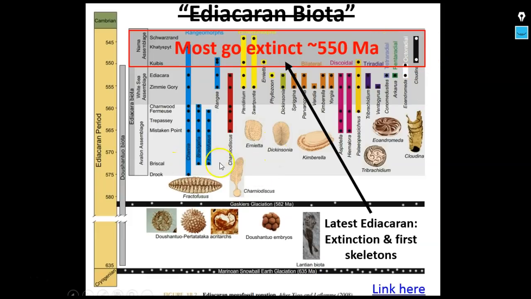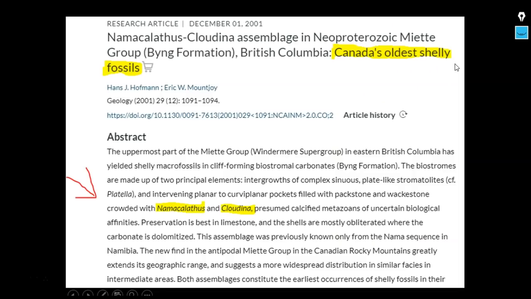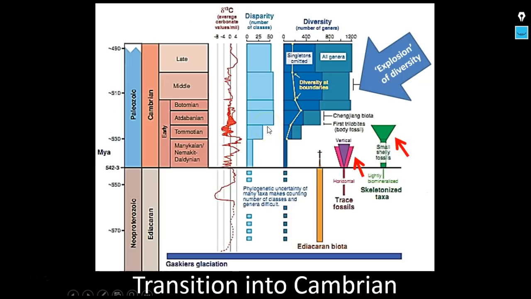Till this point, everything is lying happily next to each other. Nothing's doing anything to itself. At this point, predation starts showing up. And we'll come back to that point in a second. So here is that point really well illustrated, right? These are Canada's oldest shelly fossil deposits. These two guys together, and they are shelly. You can go read this article if you want to read about where these are in British Columbia.